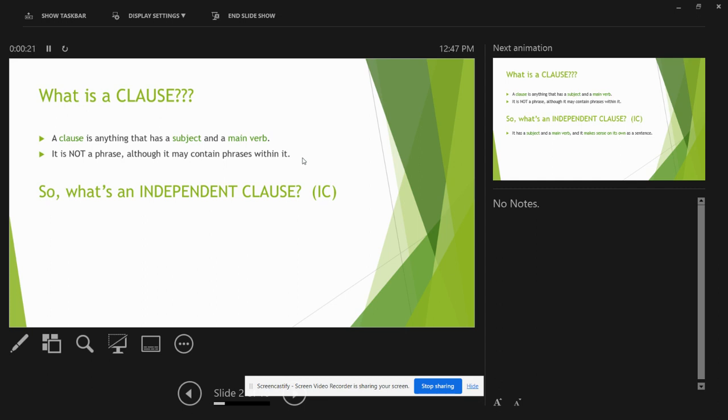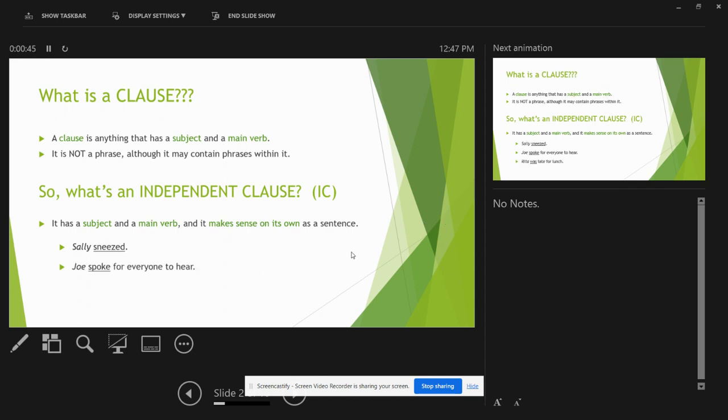Okay, now this is going to be a big deal. We're going to focus a lot on independent clauses. It's one of the core things of our whole grammar unit. An independent clause has a subject and a main verb, and it makes sense on its own as a sentence. That's the key. So, Sally sneezed, period. There you go. Subject, verb, we can put a period on it, makes sense.